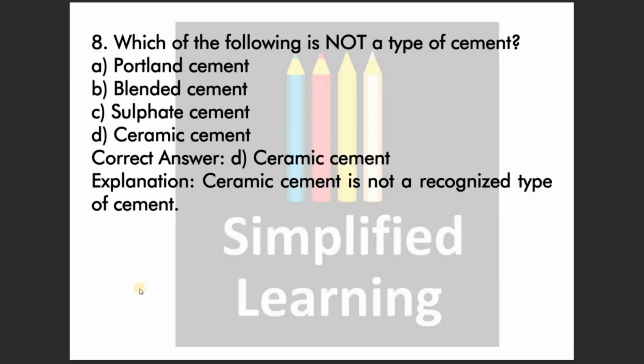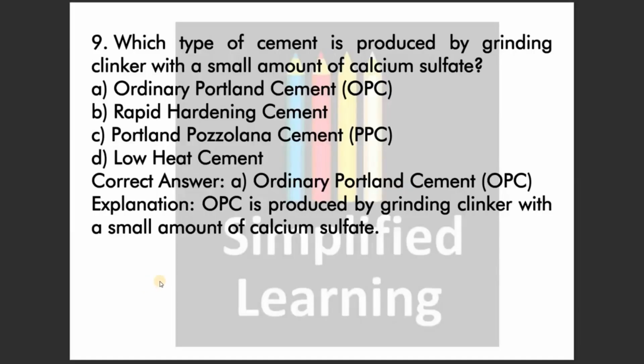Then which of the following is not a type of cement? Portland, blended, sulfate or ceramic. Ceramic cement doesn't exist. We have Portland cement, then we have blended cement, then we have sulfate cement, but we don't have any kind of ceramic cement. Then which cement is produced by grinding clinker with a small amount of calcium sulfate? The answer is OPC, that is ordinary Portland cement.